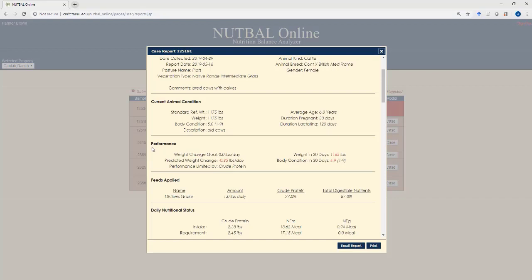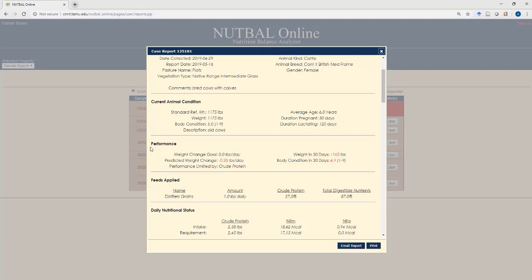So this next performance section is where the NUTBAL model comes into play in the report for the first time. As a culmination of the fecal NIRS data for forage quality and the animal and land parameters that were provided in the sample description, the NUTBAL model estimates the change in body weight and body condition over a 30-day period, assuming that your forage quality stays similar to the conditions when you collected your sample.